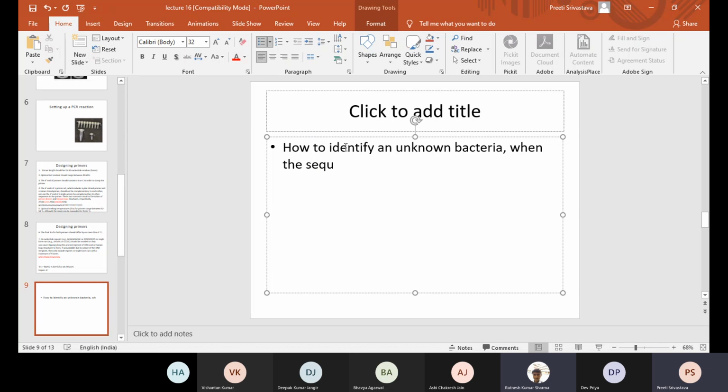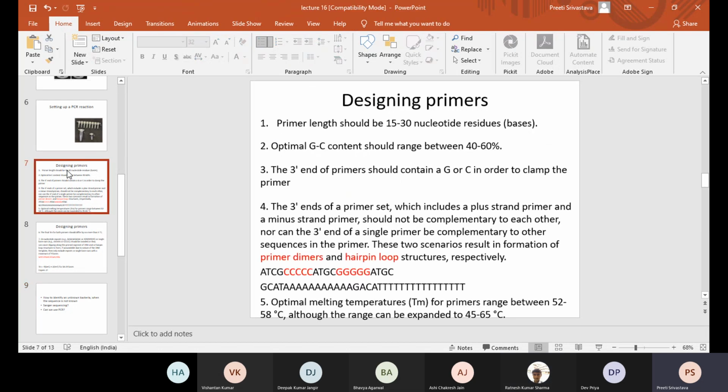No, ma'am, I was basically talking about the Sanger sequencing method, in which bacteria is used for determining an unknown sequence. So I was saying, in that case, can we use PCR for producing multiple copies? Yes, I will explain it in a second. Let's first finish the rules for designing a PCR primer.